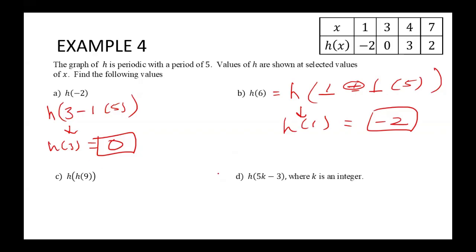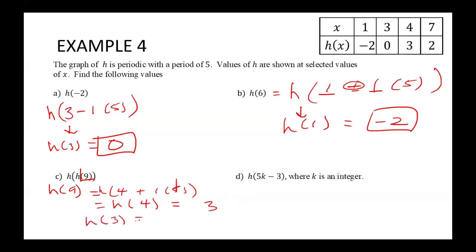All right, this is a two-stepper. We got to find h of 9 first, and then whatever its result is. So starting off with h of 9. How can I make h of 9? I heard it. Perfect. This would be h of 4 plus 1 times 5. So therefore, h of 9 is equivalent to h of 4, and h of 4 equals 3. And then it says now we're going to substitute that in. So now our final is h of 3, and h of 3 equals 0. So our final stopping point is at 0.